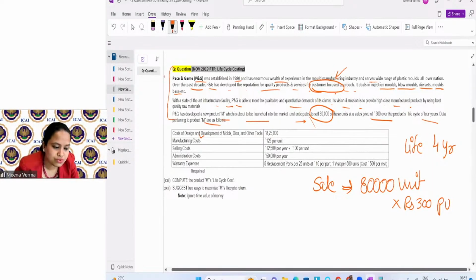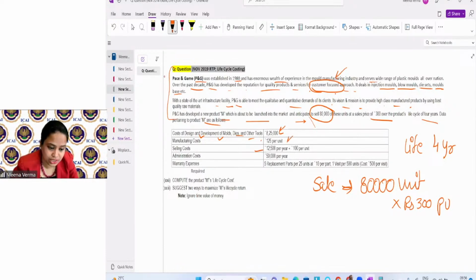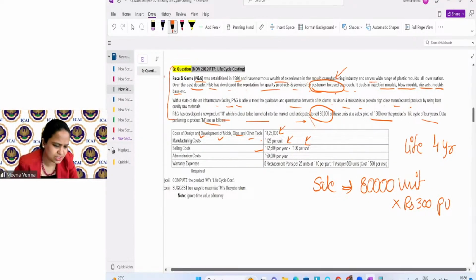Okay? Cost of designing and developing the molds, dies, and other tools is this. The manufacturing cost per unit is this. The selling cost per year is this. Okay, selling cost is given, and rupees 100 per unit. Okay, this is selling cost. Selling cost means marketing cost, advertisement cost. Administration cost is 50,000 per year. And there are some warranty expenses also. What is it? 5 replacement parts per 25 units at rupees 10 per part.